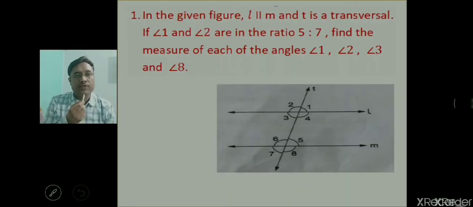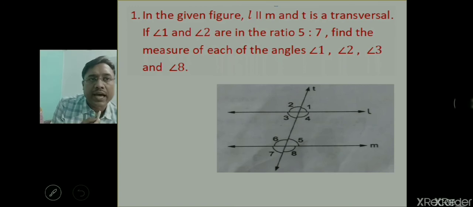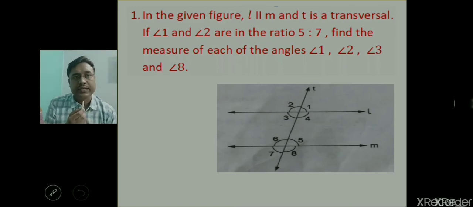So as we can see, I am going to discuss some questions based on the properties of parallel lines when it is being intersected by any transversal. In this question, you can see that in the given figure, L and M are two parallel lines and T is a transversal, and angle 1 and angle 2 are in the ratio 5:7. Find the measure of each of the angles: angle 1, angle 2, angle 3 and angle 8.